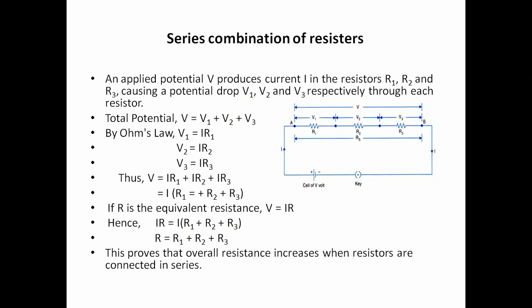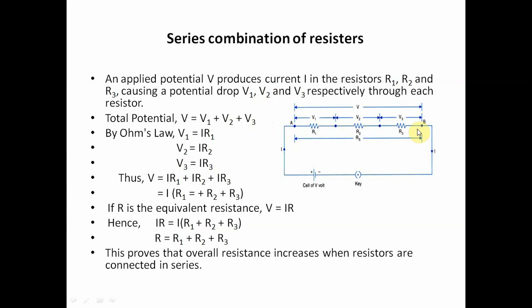There are two types of combination of resistors: mainly the series combination and the parallel combination. First of all, we will talk about the series combination of resistors. In a series combination, let us have three resistors R1, R2 and R3 connected in series. Series combination means the first end of the second resistor is connected with the second end of the first resistor, that is, the resistors are connected one after another.